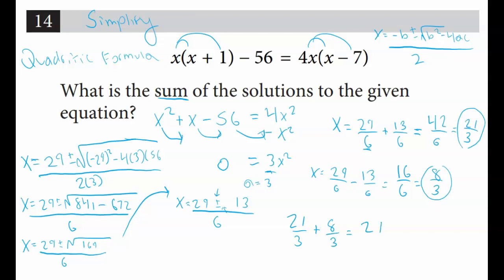We're going to get 29 over 3, and that's going to equal 9.66 or 9.67, and this is going to be our answer for number 14.